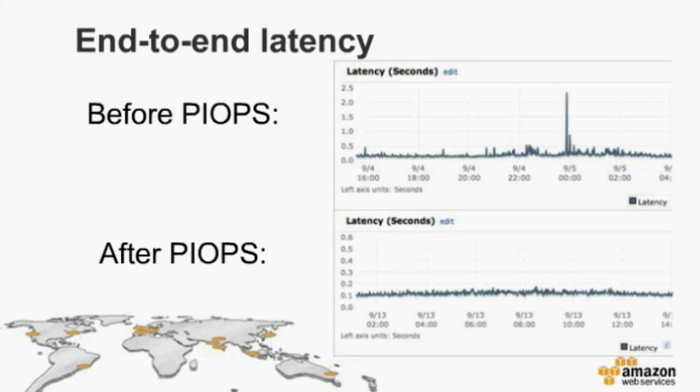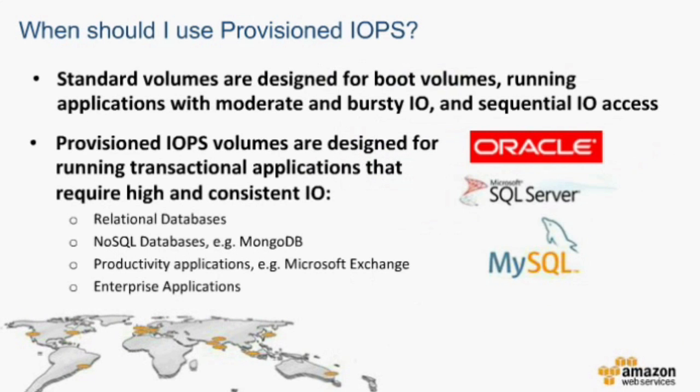And that kind of consistency of latency in the tight band of operations is an important feature of the provisioned IOPS system. So when should you use provisioned IOPS? Again, standard volumes are designed for running EC2 instances, for boot volumes. For applications with really bursty I/O patterns, no work, and then all of a sudden a bunch of work, or things with sequential I/O access where you're reading the entire volume into the system. Functionally, everything else, everything that is random I/O bound, should be run on provisioned IOPS.